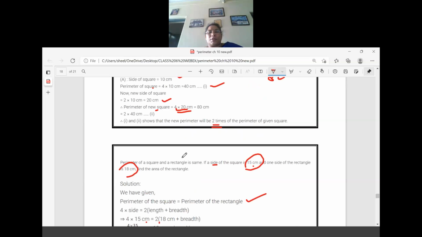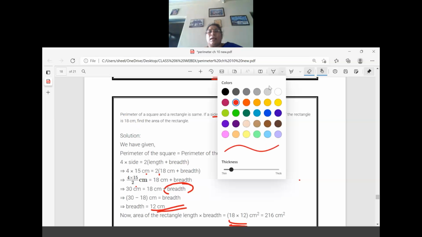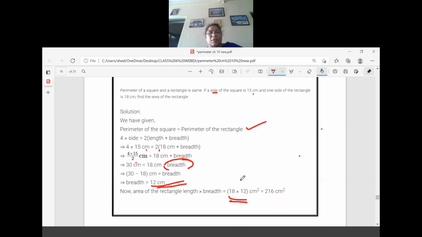So the perimeter of the square and rectangle is the same. Once again I'll explain. The perimeter of the square and the rectangle is the same. So as you know the formula, 4 times the side of the square is equal to 2 times (length plus breadth). The side of the square is 15 centimeter. 4 into 15 equal to 2 into (length plus breadth), right? So what is the length there? 18 we have taken. So what is unknown to us? Breadth is unknown to us.